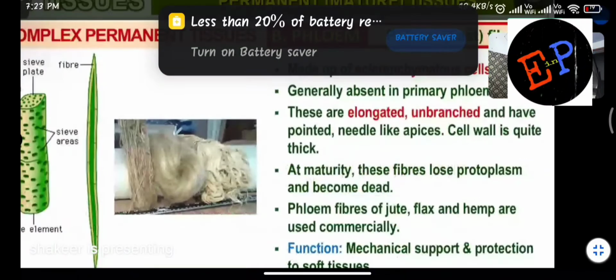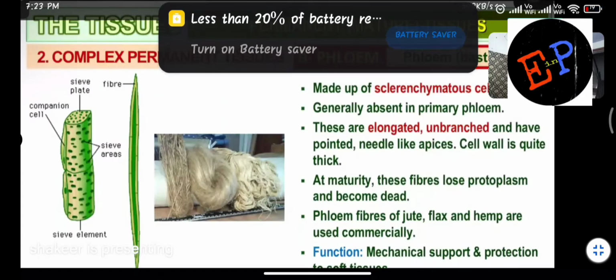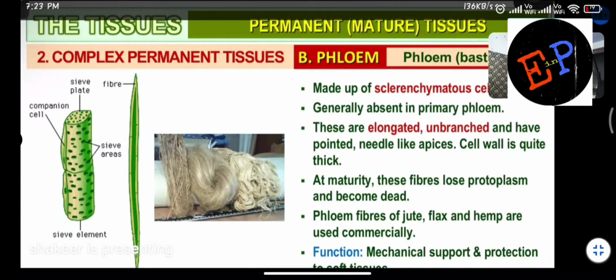Okay. Next, we study phloem bast fibers. Okay, ma? Phloem fibers, or you can call them bast fibers. So they are made up of what? We studied that phloem is made up of four types, no, ma? This is the fourth one. Basically it is made up of sclerenchymatous cells, generally absent in primary phloem. So you can find the phloem fibers or bast fibers only in secondary phloem. They are elongated, unbranched, and have pointed needle-like apices.